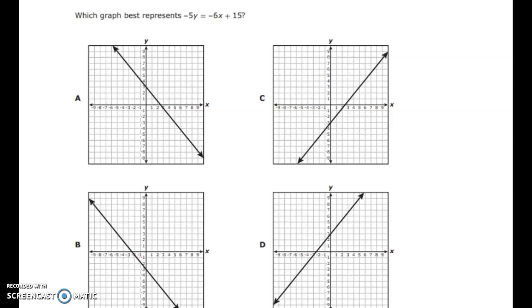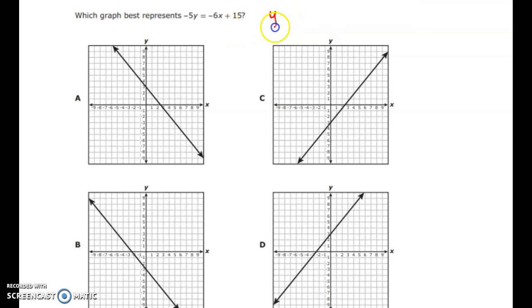So for our problem here, we need to know which graph best represents negative 5y equals negative 6x plus 15. There's several different ways to actually graph this problem. Personally, I think the easiest way is to get these into slope-intercept form. So I want this in slope-intercept form.